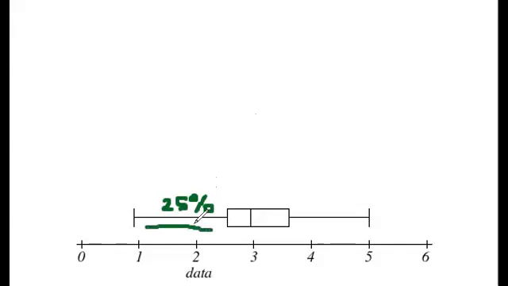So say we had 100 data values, this would be 25 data values. This would be 25 data values. This would be 25 data values. And this would be 25 data values.